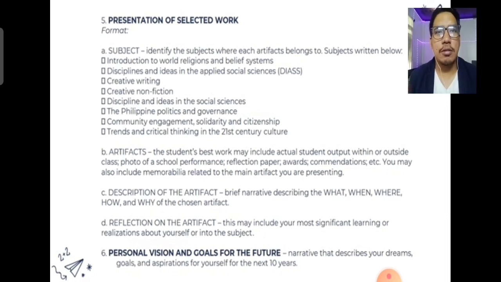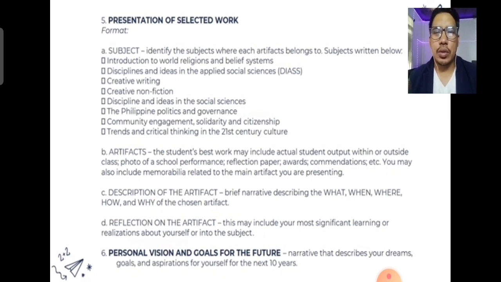So ano uli yung artifacts? It's the student's best work. It may include actual student output within or outside class. An example, photo of a school performance, reflection paper, awards, commendation, and others. You may also include memorabilia related to the main artifact that you are presenting. In short, sa bawat subject, dapat meron kayong maipakitang best work.